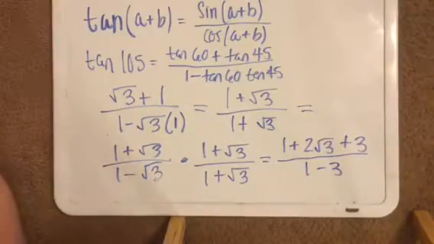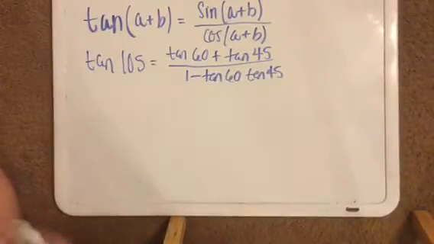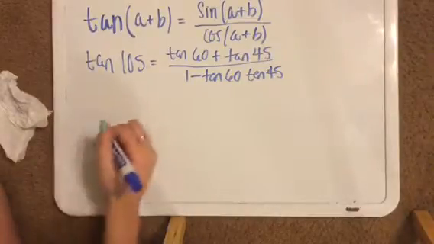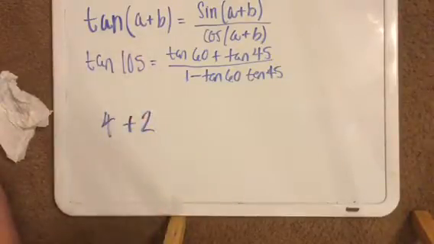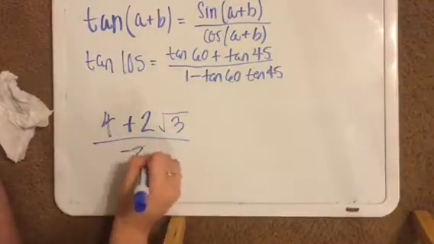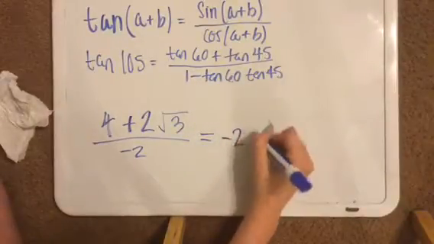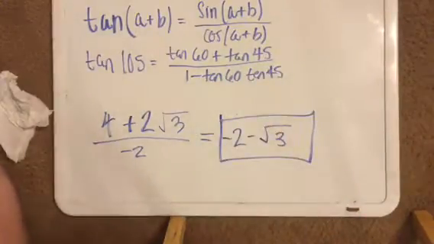I'm going to erase what's on the board to create more space. After you have combined your like terms, you will get 4 plus 2 square roots of 3 all over negative 2. And you will then simplify this to get negative 2 minus the square root of 3. And this will be your final answer to the tangent formula.